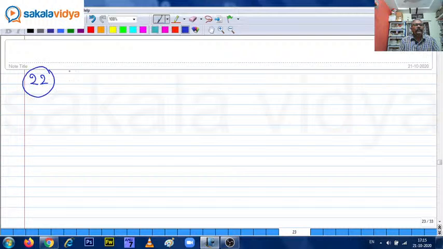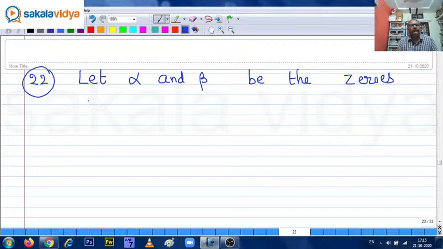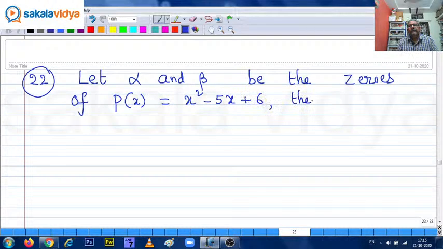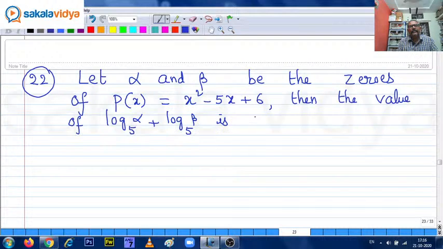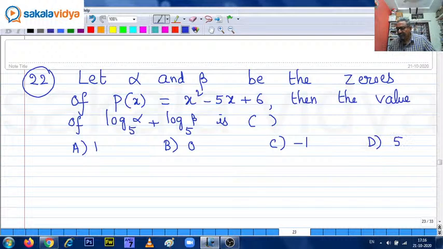So 22nd question. Let alpha and beta be the zeros of P of x equals x square minus 5x plus 6. Then the value of log alpha to the base 5 plus log beta to the base 5 is: option A 1, option B 0, option C minus 1, option D 5. You try this question, 22nd question.